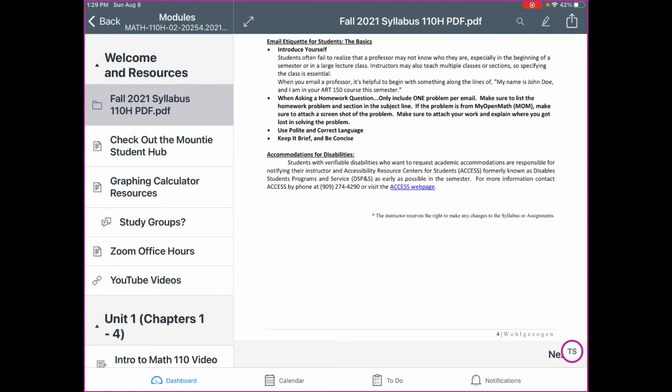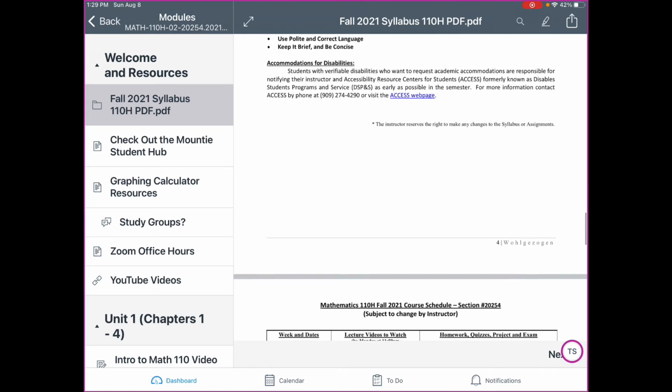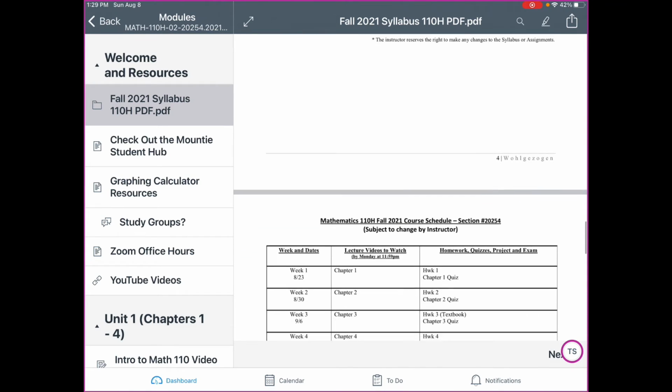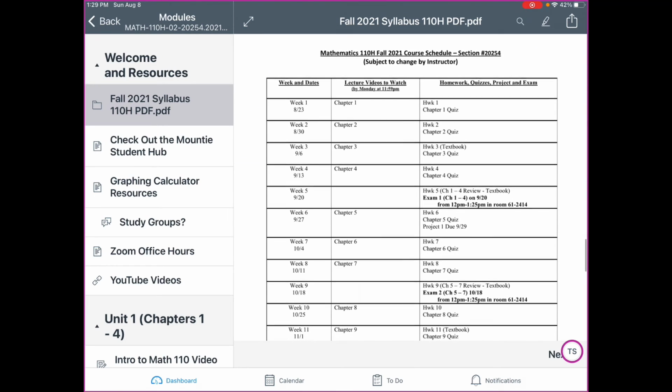If it's something along the calculations or just an explanation or something like that, make sure you explain to me where you're lost. And then accommodations for disabilities are listed here for access, so make sure you look into that if you feel like you need the accommodations.